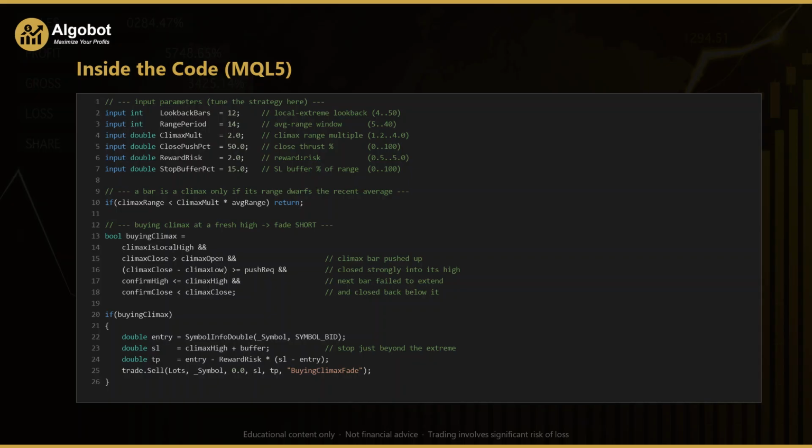Below that is the buying climax block, which reads the candle values we already captured. It confirms the bar sits at a local high, that it closed up and pushed strongly into that high, and then that the confirmation bar failed to extend higher and closed back below the climax close. When every condition is true, the EA reads the current bid as the entry, sets the stop just above the climax high plus the buffer, and computes the take profit by projecting the reward to risk multiple downward. Finally, it sends a sell order. The selling climax block, not shown here, is a mirror image that buys instead.